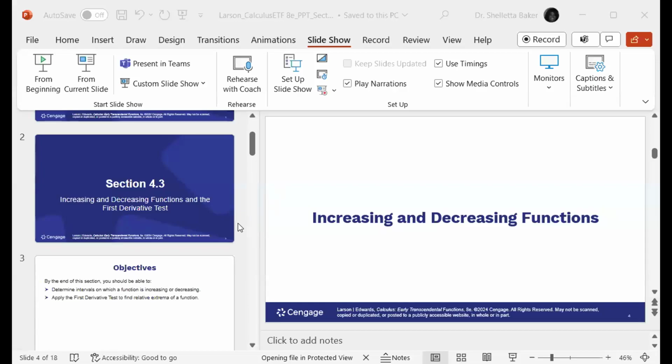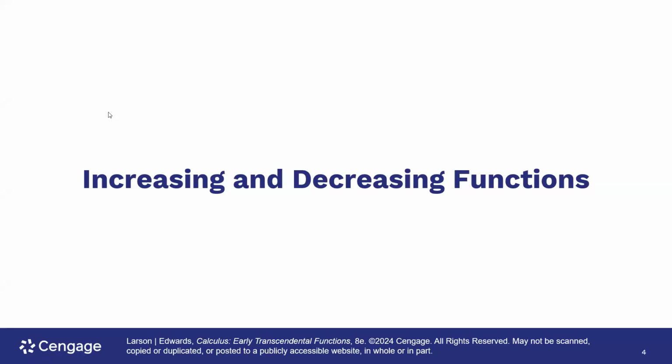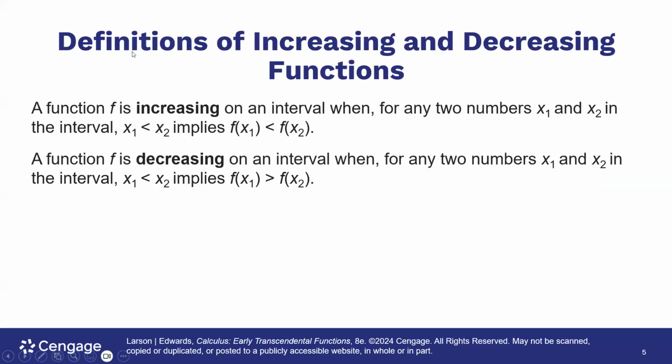So we want to determine the intervals on which functions are increasing or decreasing. If a function is increasing on a given interval and we have two numbers on that interval, identifying them as x sub 1 and x sub 2, then x sub 1 would be less than x sub 2, and that also implies that the value of that function at x sub 1 should be less than the value of that function at x sub 2.